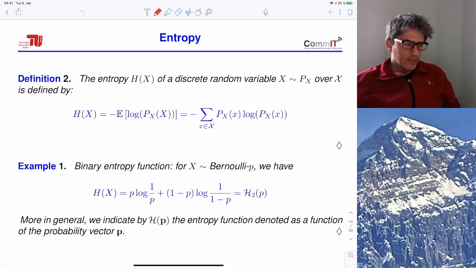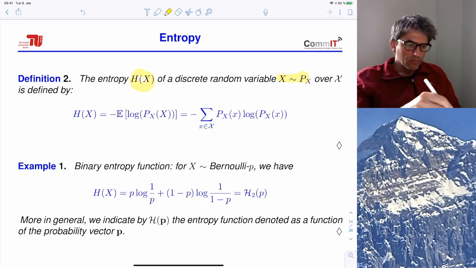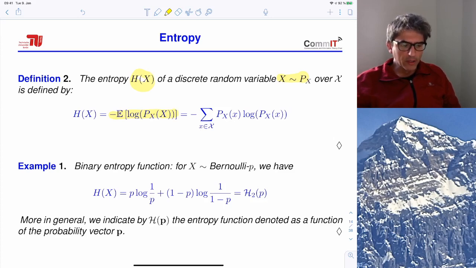Okay, so this is the second part of this lecture, and we start with introducing the first very fundamental information theoretic quantity called entropy. So the entropy of a random variable x, denoted as you can see here, H of X, where X is a discrete random variable with a given PMF p sub x, is defined as the expectation of minus logarithm of p of x calculated in the random argument x.